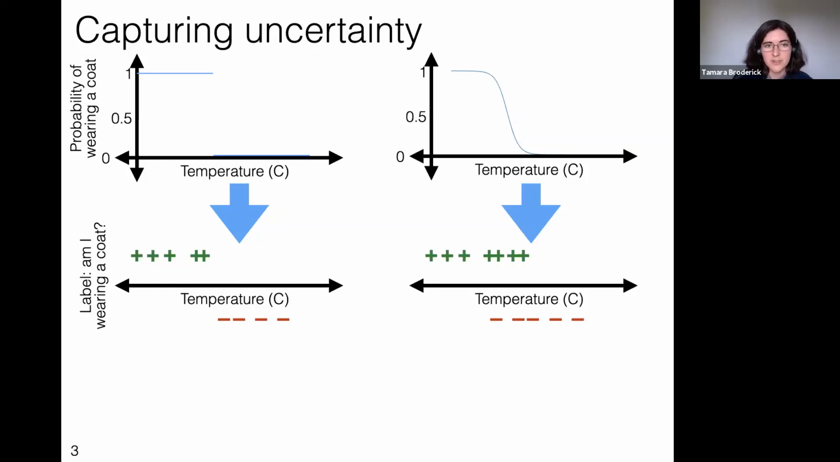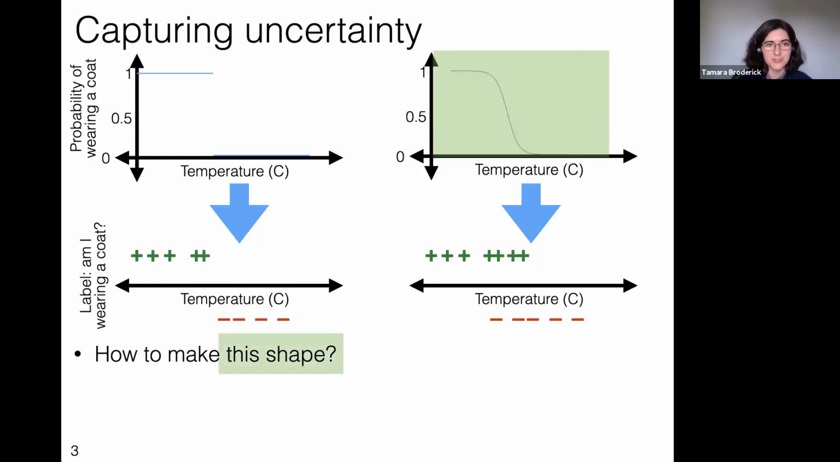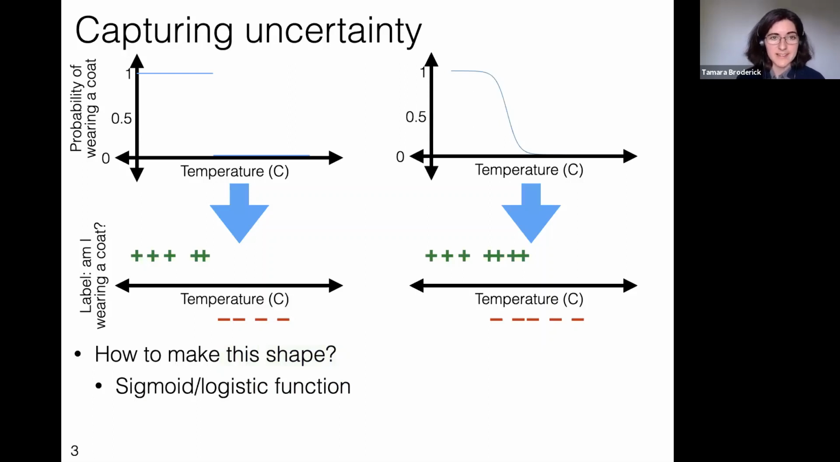Okay, so this seems like a better representation of whether I'm wearing a coat or not. It'd be nice to see how we make this shape of going from 100% probability, 1, of wearing a coat, down to 0, but in a smooth way. It turns out this has a name. This is called the sigmoid or logistic function. Sigmoid because it looks sort of like an S.